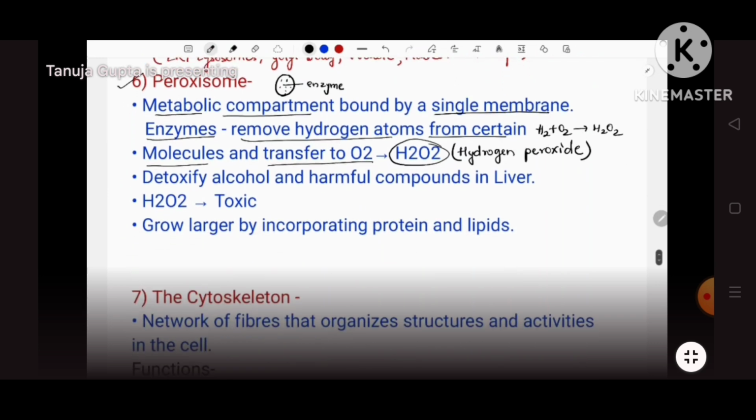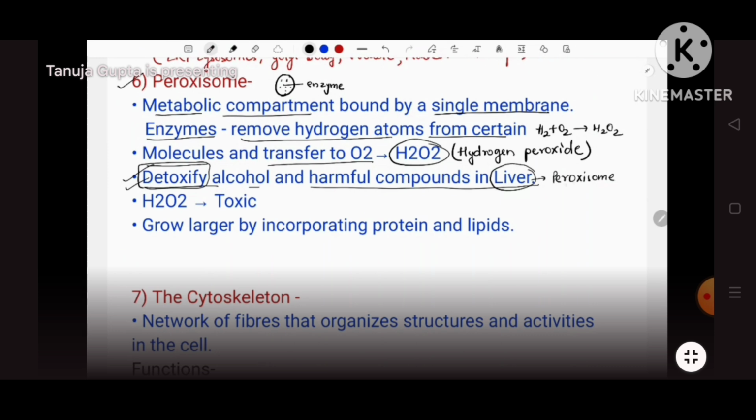Okay, so its main function is to detoxify alcohol and harmful compounds in the liver. See, if there's any toxic substance or some alcohol that we consume, it goes directly into our stomach. From the stomach it enters into our liver. The main function of the liver is detoxification, of whatever bad or toxic things enter into our body. Okay, how does it detoxify? The liver contains a large amount of peroxisome.